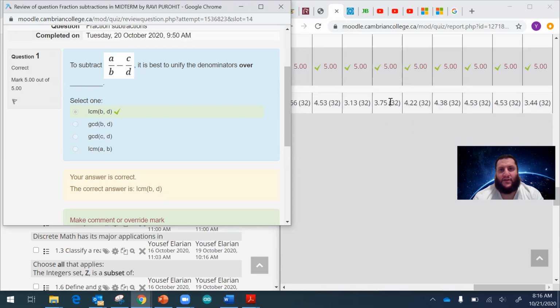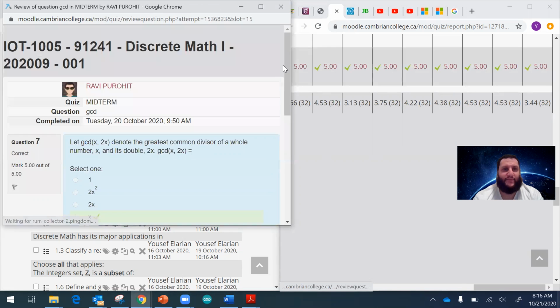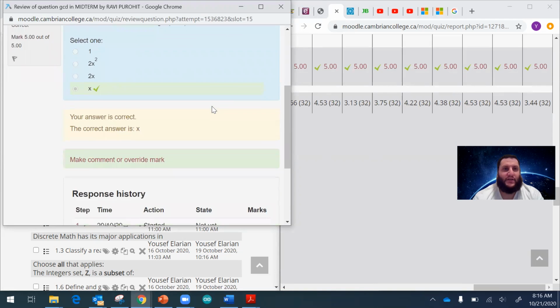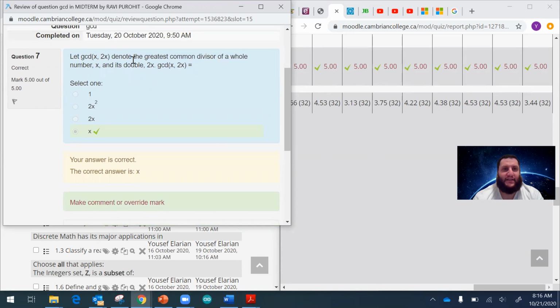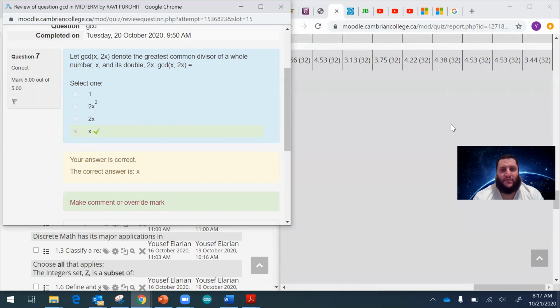And the last one, which has an average of 3, would be this one. And sorry again. It says if the GCD of two numbers denotes the greatest common divisor for a number and its double, then what is the greatest common divisor for x and 2x? It's x itself. Correct. This is a conceptual question. You can only answer it if you understand the concept. Okay, wish you best of luck.